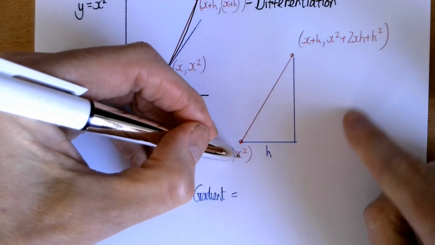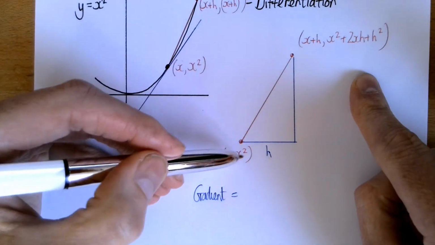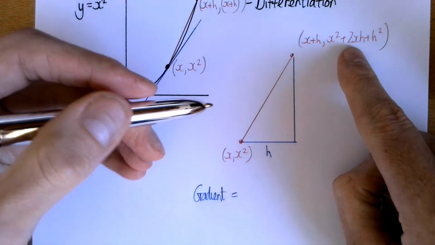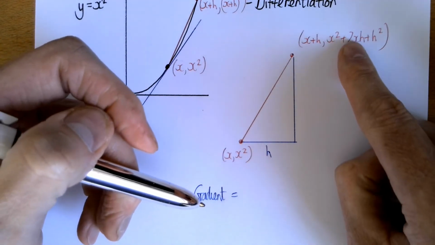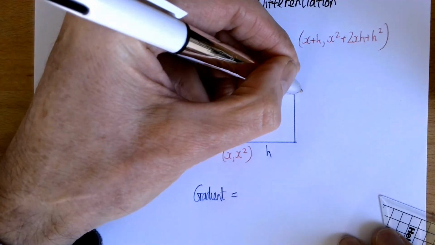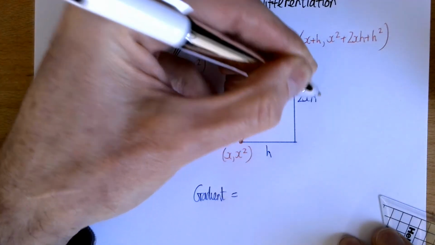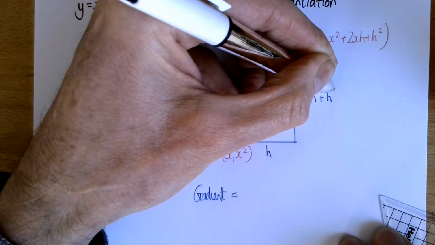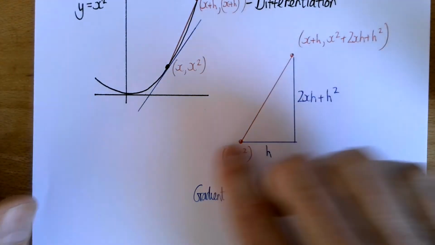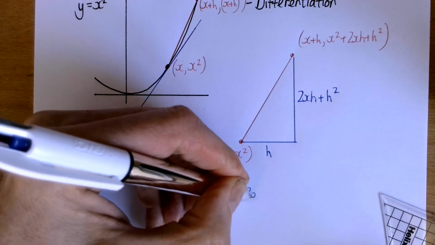And if we had numbers, to work out this y distance, we just look at the 2 y values in the coordinates, and we'd ask, what's the difference between here and here? What do you get if you take that away from that? Hopefully you can see that's 2xh plus h squared. So the gradient is this distance divided by this distance.